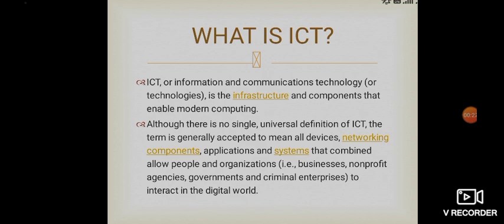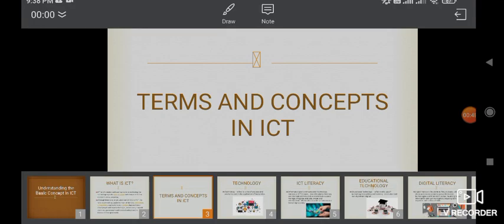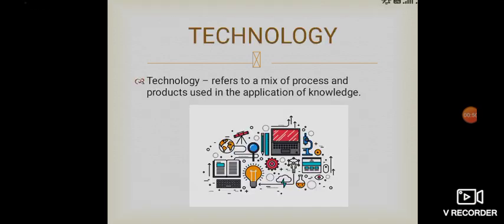Although there is no single universal definition of ICT, the term is generally accepted to mean all devices, networking components, applications, and systems that combined allow people and organizations to interact in a digital world. So there are terms and concepts in ICT. Starting with technology. Technology refers to a mix of process and products used in the application of knowledge.